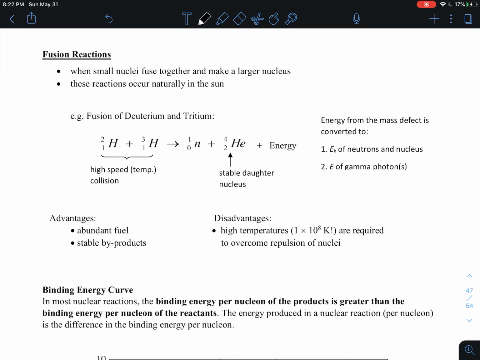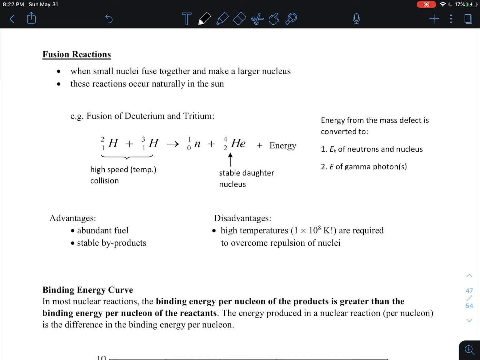Deuterium is actually just hydrogen-2, if you remember the terminology, and tritium is hydrogen-3. So you may see these again, but in most cases, I'll probably remind you what those are. So if hydrogen-2 plus hydrogen-3 fuse together at high speeds and high temperatures in a collision, as a product we see a daughter nucleus of helium, and it also must produce one neutron in order to balance out the number of nucleons and, of course, the charge.